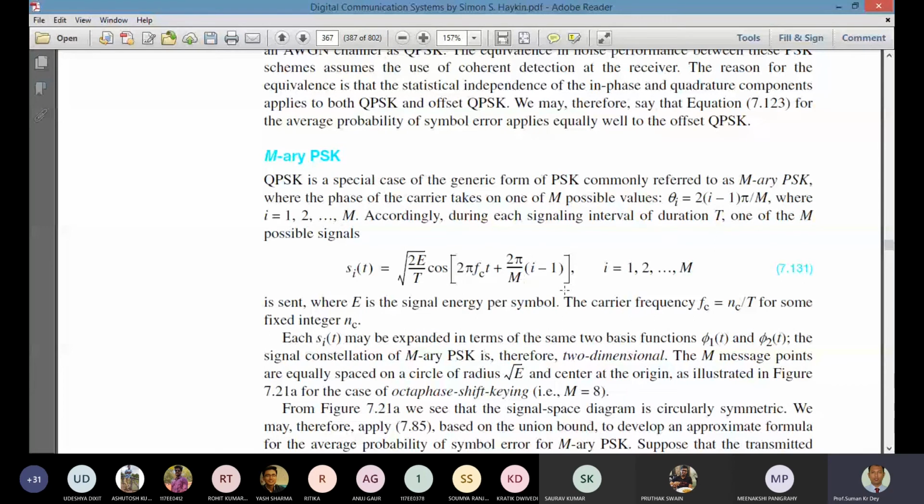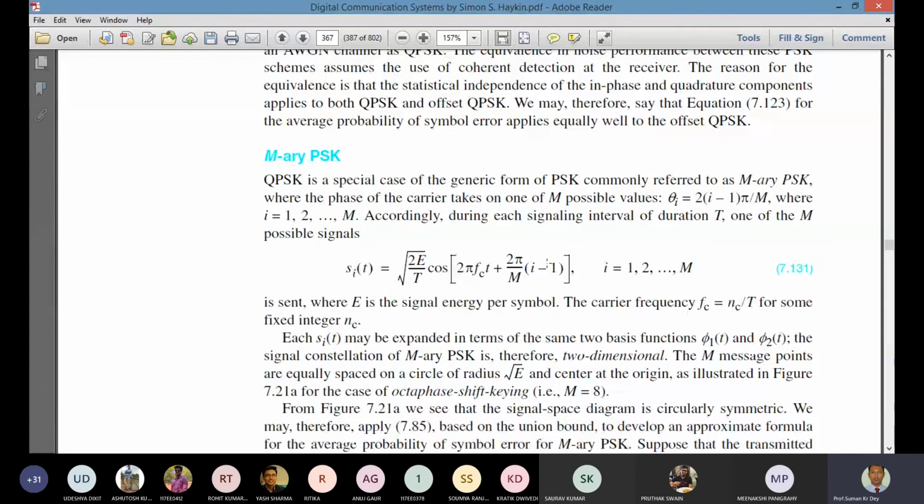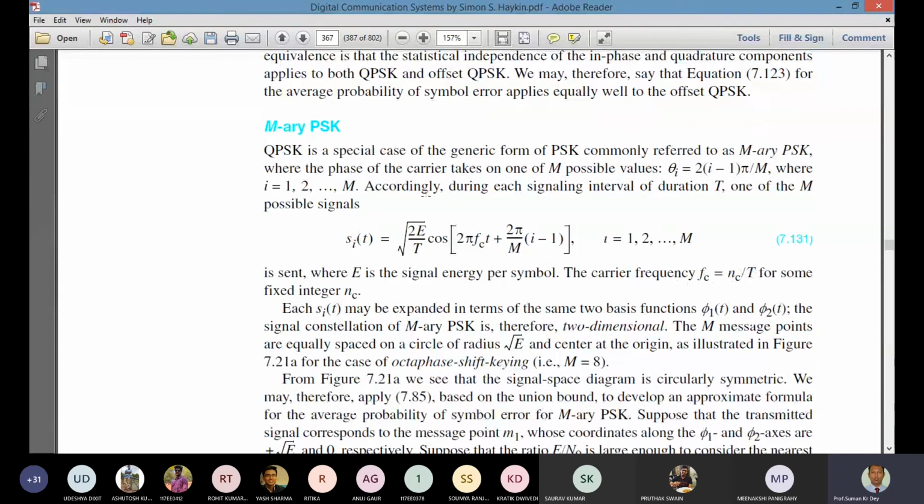So E is the symbol energy, already we know that E is the symbol energy, and Nc by T, where Nc will be an integer number. So now this is the formula, or expression, we use for the M-ary PSK.